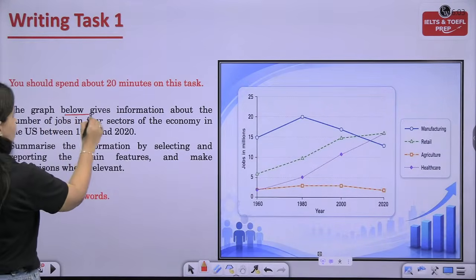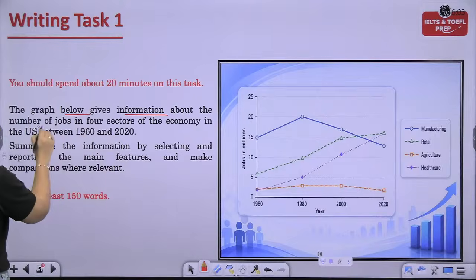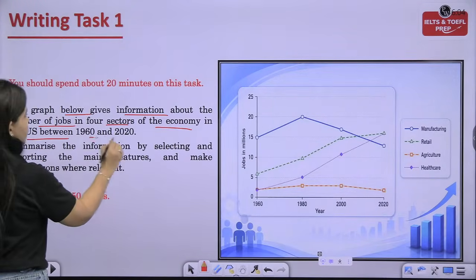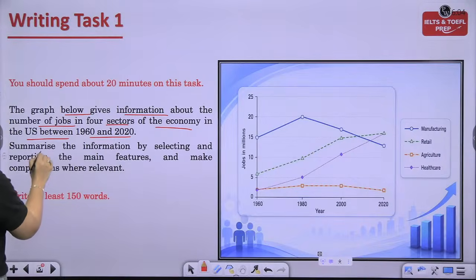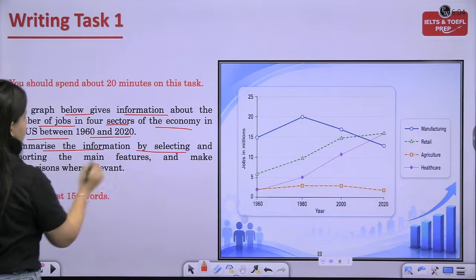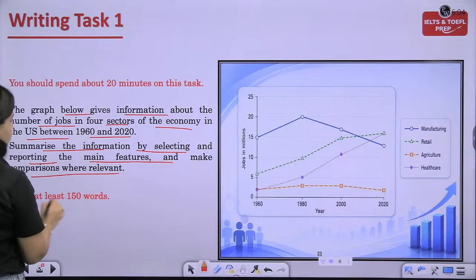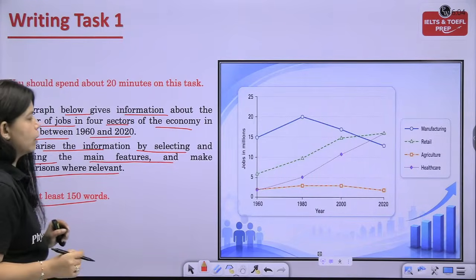It says the graph below gives information about the number of jobs in 4 sectors of the economy in the US between 1960 and 2020. Summarize the information by selecting and reporting the main features and make comparisons where relevant. Write at least 150 words.